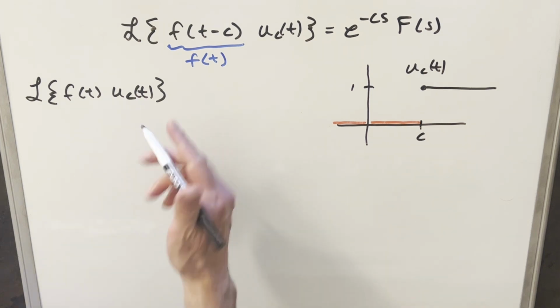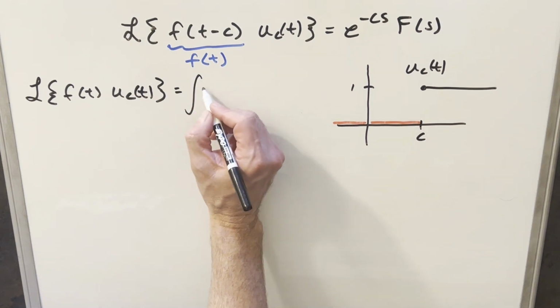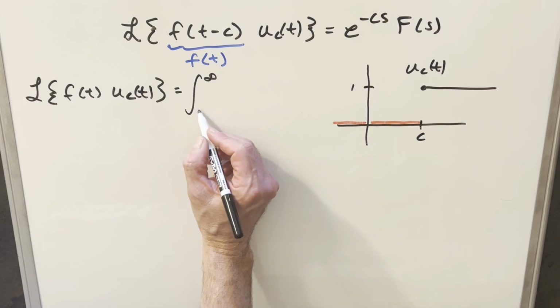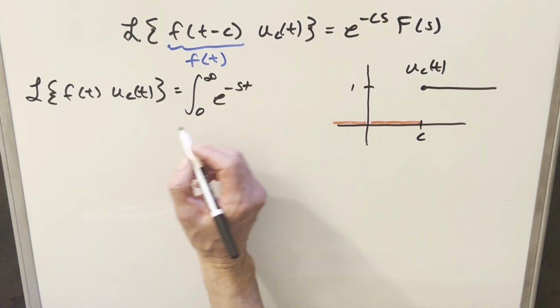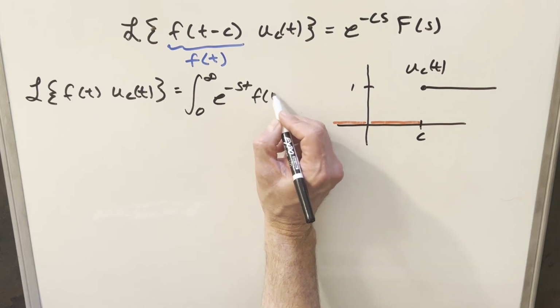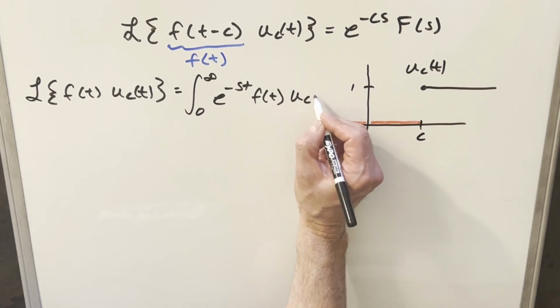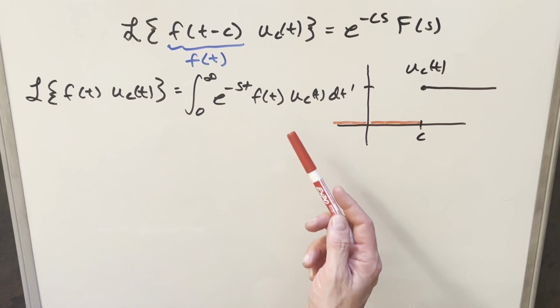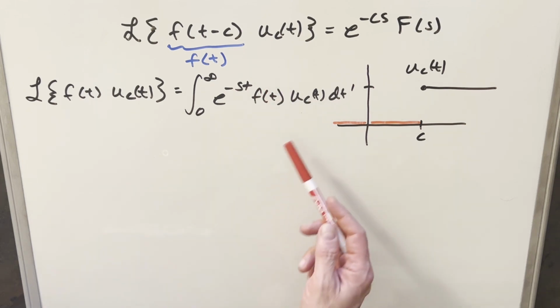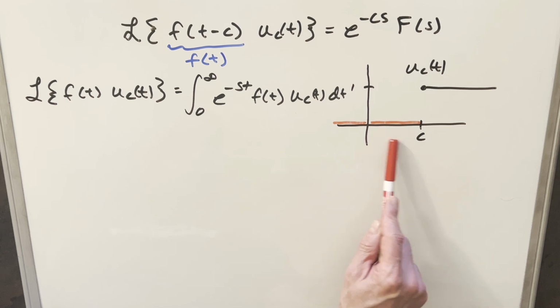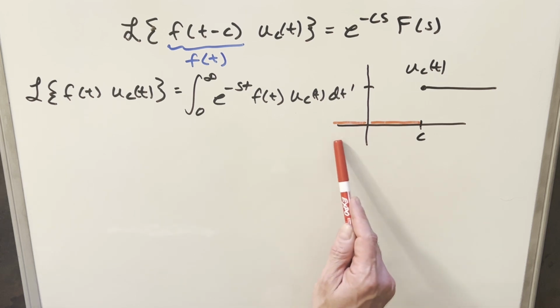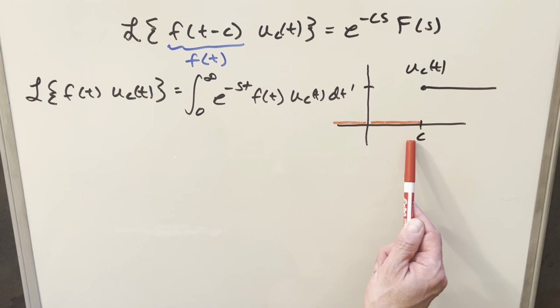So what I'm going to do is use our definition of the Laplace transform. We'll write it as an integral from 0 to infinity, e to the minus st, then we're going to have this f of t and the unit step function. This is pretty similar to what we did in deriving this formula. To start with, we're going to need to deal with the unit step function, noticing again that it zeroes out because its value is 0 for everything less than c.